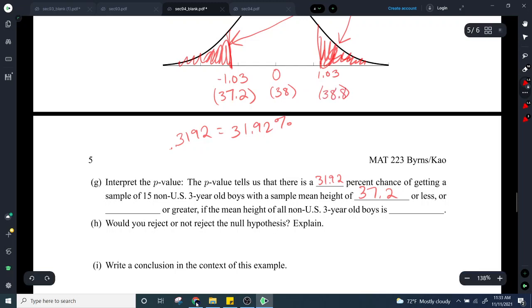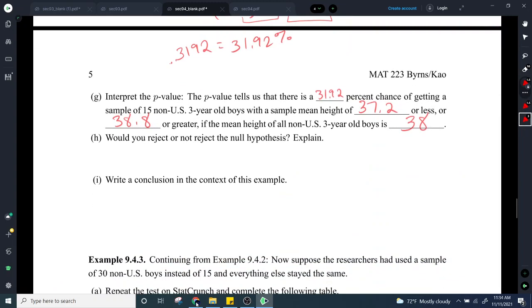Make sure you see where I'm getting that number from. If my sample was 37.2, that means it was 0.8 lower than the 38 I expected. On the other side, my other possible extreme value, because it's a two-tailed test, has to be the same distance on the other side. So this was 38.8. To fill in this sentence, we say 37.2 or less, or 38.8 or greater, if the null hypothesis is true. So if the mean height of all non-US 3-year-old boys is actually, what was the null hypothesis? 38 inches.